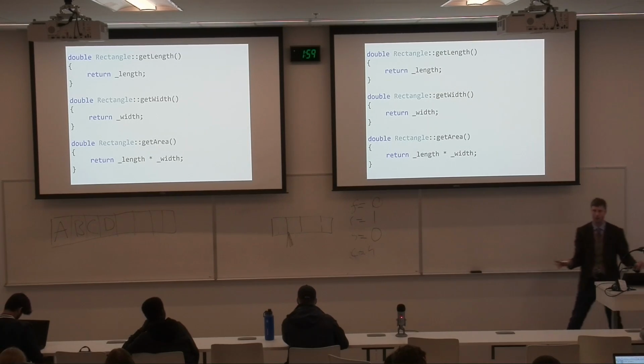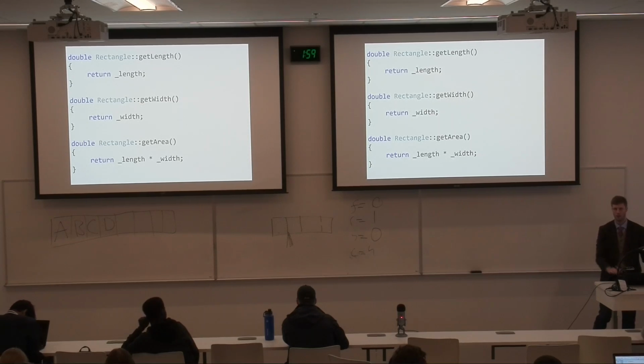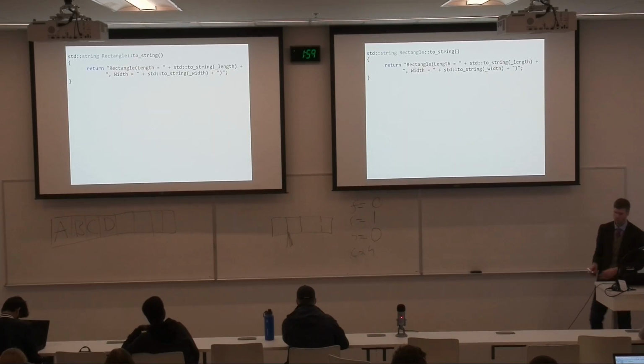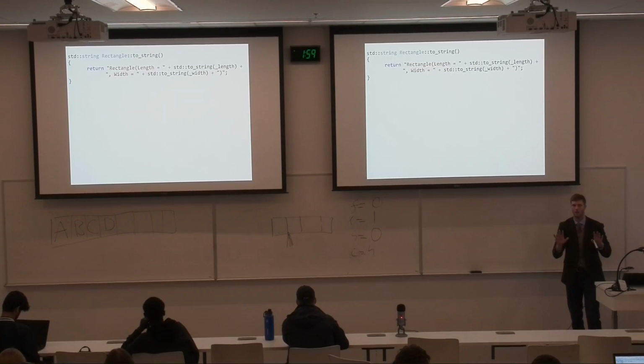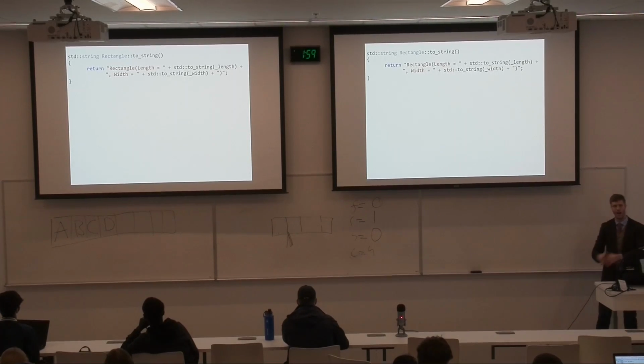Any questions about this class so far? Okay, we'll have a toString. My toString is going to say, okay, rectangle, length is whatever the length is, width is whatever the width is, that's it. Any questions? It's nice and simple. We like this. We're going back to weeks ago.